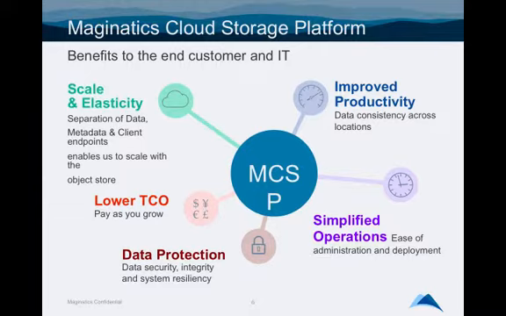Data protection is a broad subject. The object store vendors address this via data durability, either through erasure coding or replication. And the Maginatics Cloud Storage Platform addresses data protection with features like one-click DR, high availability, user-visible snapshots, and fine-grained encryption. And finally, lower total cost of ownership.